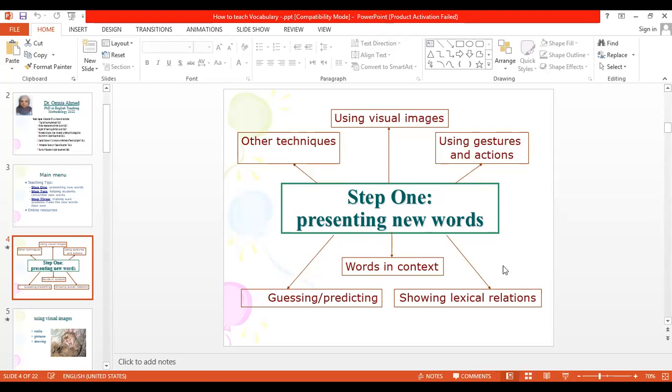How can we use gestures and actions inside the classroom? Okay. Yes. If I wanted to present the word happy or sad, I'll just smile in order to present happy, or I show that I'm very sad by crying, or any other thing. So you do not use Arabic here. You do not say the translation of the word. You just make some gestures and actions. No, using Arabic is the last resort.